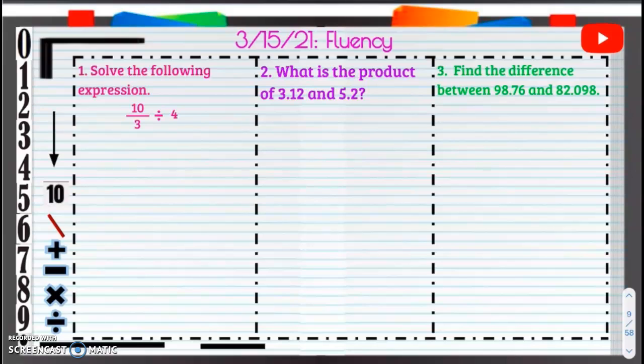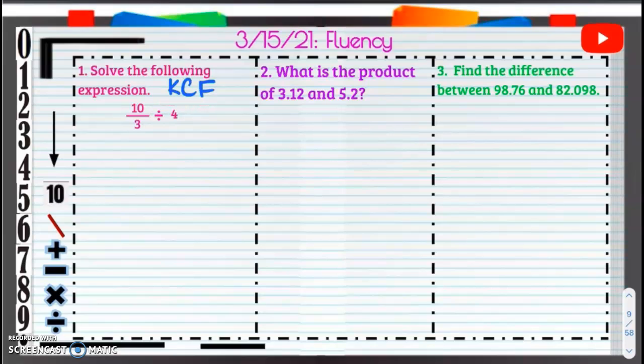All right, our fluency, the first one, we're going to solve the following expression. So when we divide fractions here, remember, we're going to keep, change, flip. Let's do it in blue. KCF. So not Kentucky Fried Chicken, but Kentucky Chicken Fried.